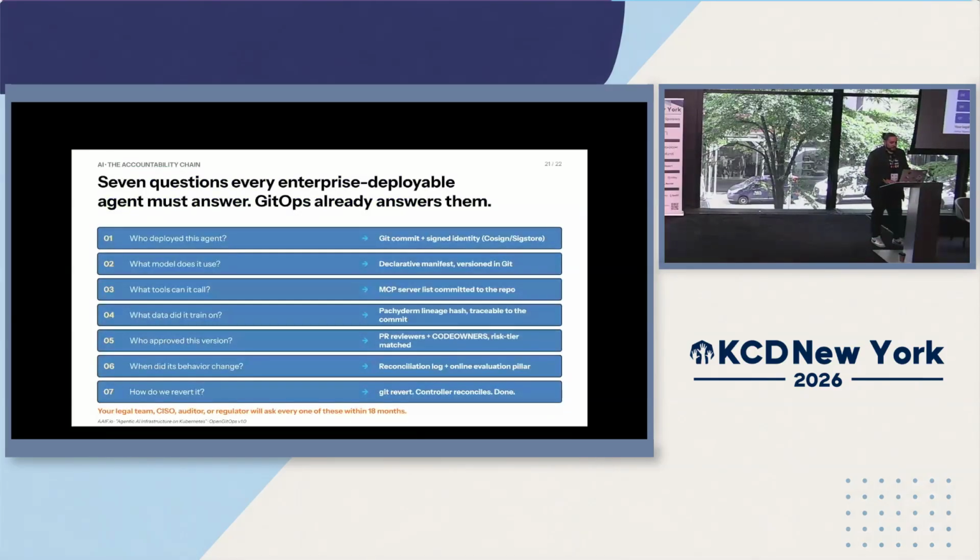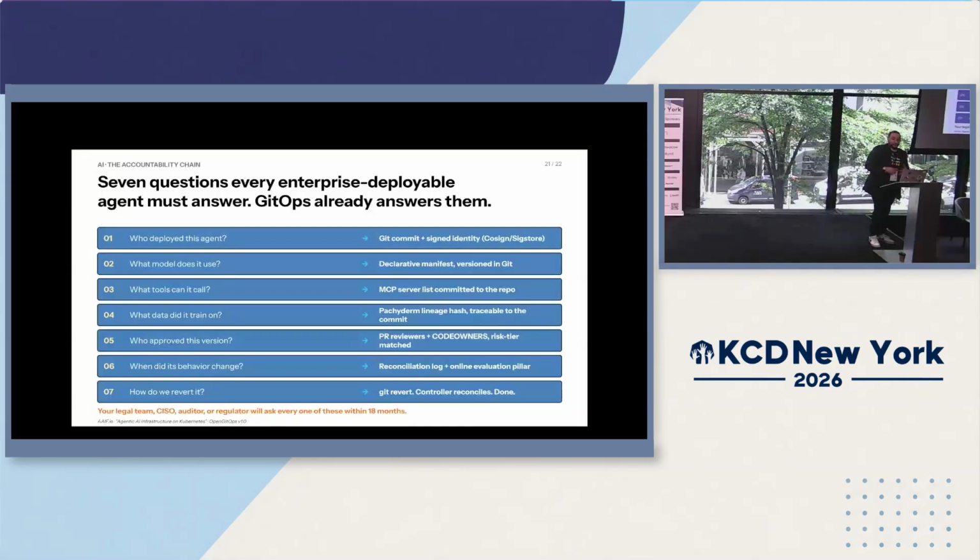So these are 7 questions that enterprise deployable agents must answer, and GitOps already has them. Essentially, I'm presenting to you questions that didn't exist a couple of years ago, for problems that we already solved years ago. And what this means is we have to double down on GitOps.